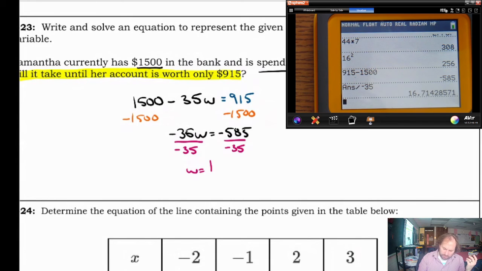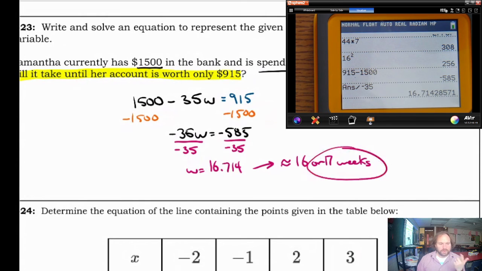I mean, it's 16.714 or so. So the interpretation here is 16 or 17 weeks. Somewhere in between that is where it crosses over. I suppose I should round up. 17 weeks is probably the correct answer because that's when it will actually cross over.